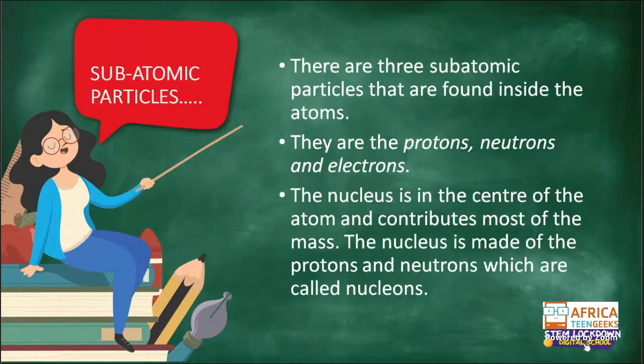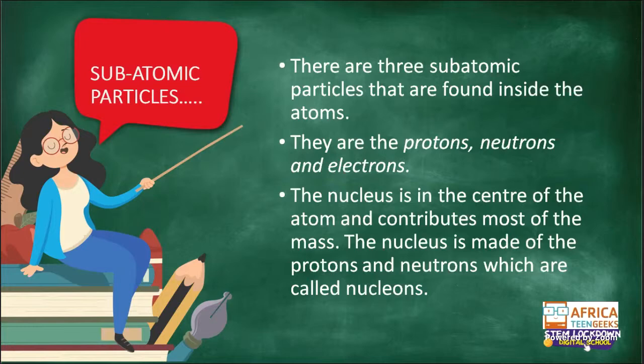All right. Now let's look at the subatomic particles. There are 3 subatomic particles that are found inside the atom. You remember last week I tried to use this to explain to you the concept of atomic number. So what are the subatomic particles? We have protons, we have neutrons, and we have electrons.